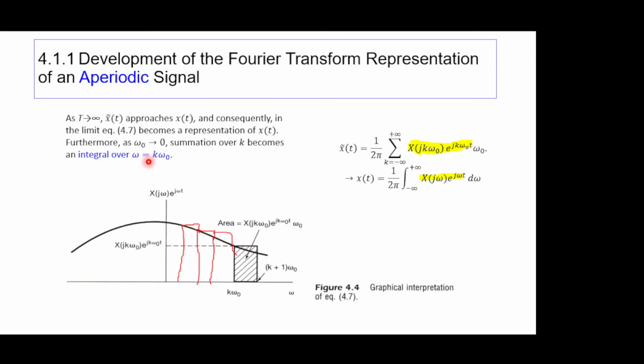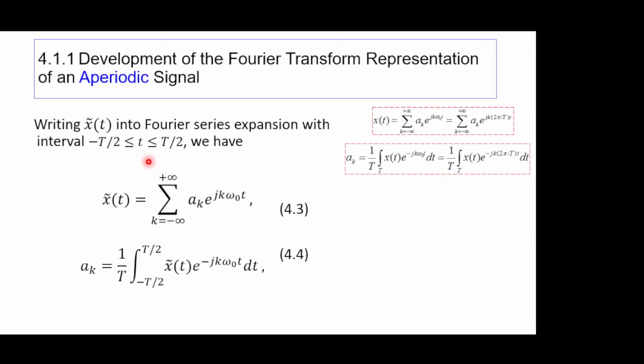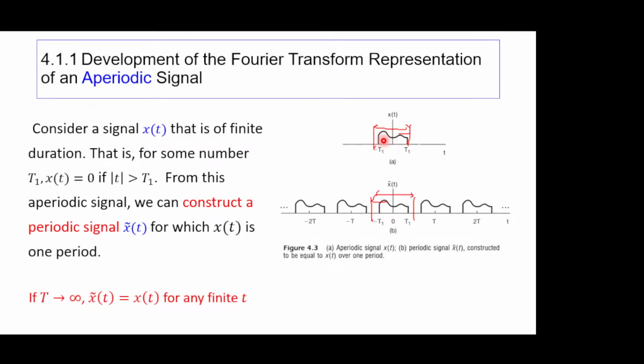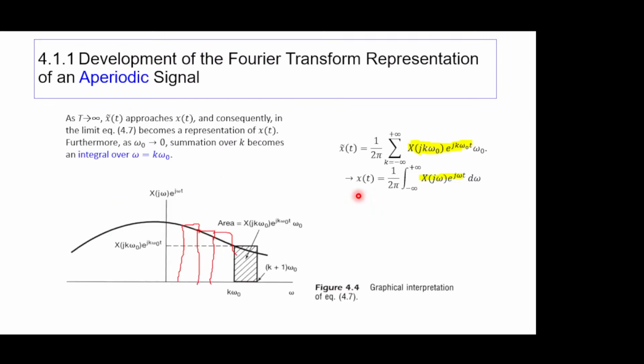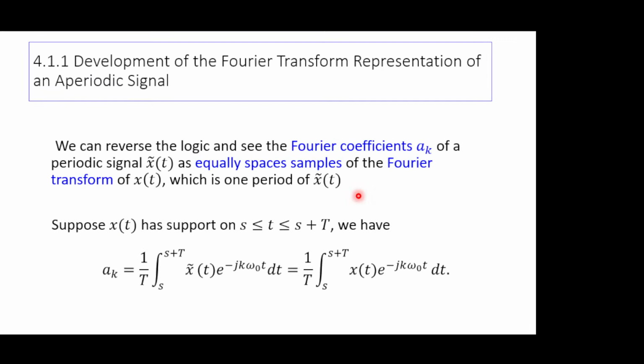So let's scroll back to x of t and x tilde of t. Okay, here. x of t is like this, and x tilde of t is like this. It's a periodic function. It looks like x of t in one period, but it keeps repeating itself. So we now ask: if we have this Fourier transform big X of x of t, what are the a_k of x tilde of t? And we are going to see they are samples of big X, like we expect.